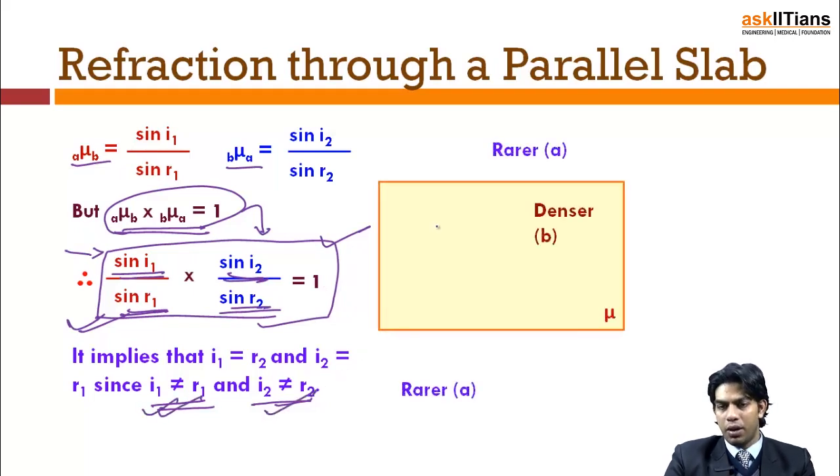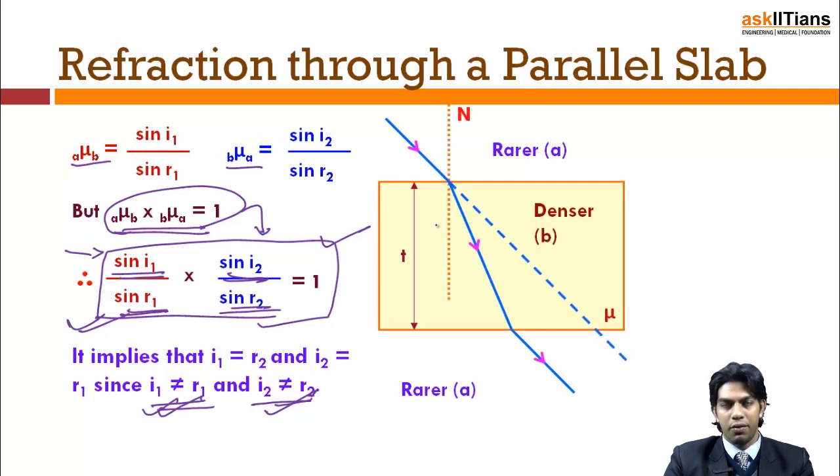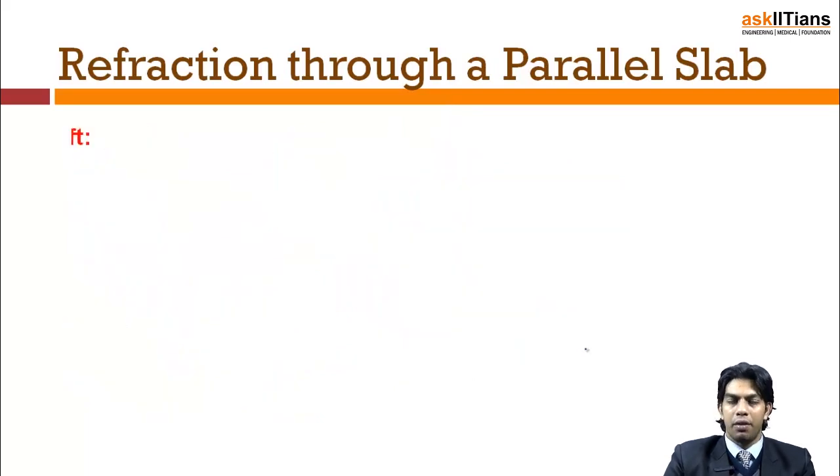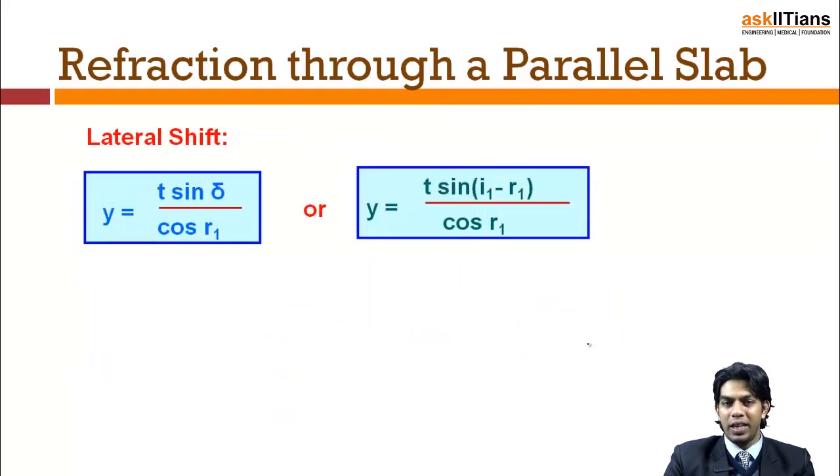So this is corresponding to this particular figure. There is an experiment which we have done quite a lot. So right now what we'll do is try to find out the lateral shift over here, which is the distance between these two lines. That's what we're trying to find out, the lateral shift. So I1, R1, I2, R2, they are different things which we have over here, and we want to quantify the lateral shift. So lateral shift is t sin delta by cos R1, and delta is I1 minus R1, so we can definitely express lateral shift like this or like this, either way, depending upon the information which we have.